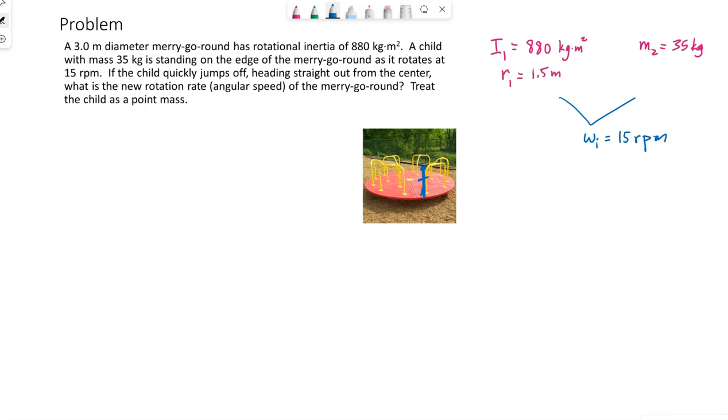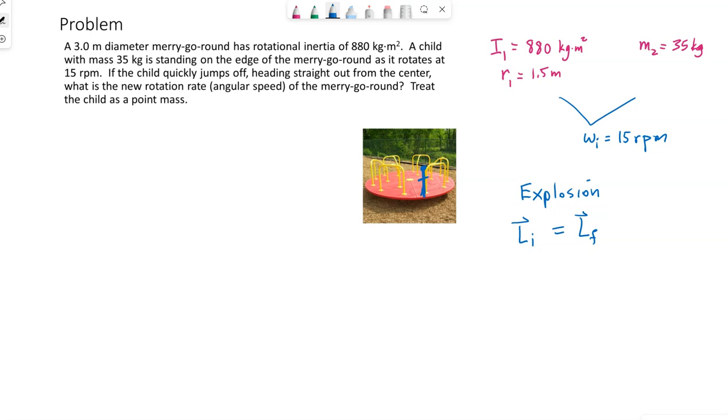Now, this falls under the category of what we would call an explosion. It's not really an explosion in our everyday usage of the word, but the child was originally on the merry-go-round and now they're not. So we have two objects that were rotating together and now they're not, which in turn affects the rotation rate of the merry-go-round. That means the initial angular momentum of this system still has to be the angular momentum finally.